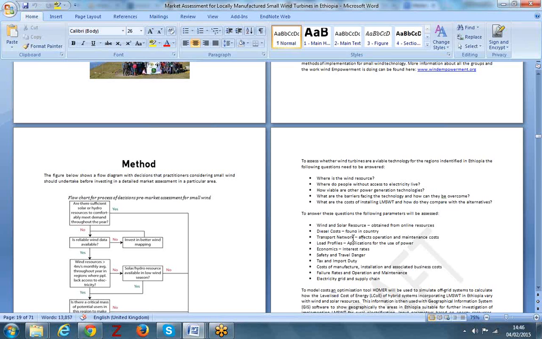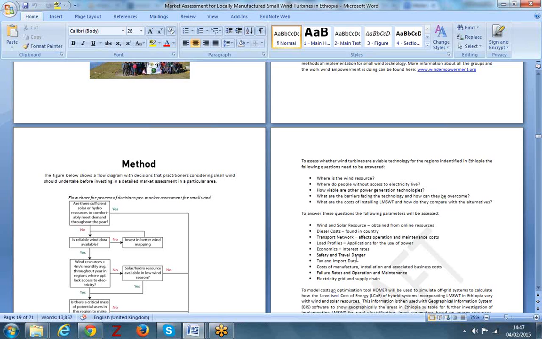The transport network affects the operation and maintenance costs and is quite important. What the energy is going to be used for is very important, and that needs to be quite specific, because it can change the economics of the project quite significantly. That's the load profiles. And then other economics such as interest rates on loans for starting up a business, and other factors related to the country, such as the safety and the travel danger, as John was saying earlier, which is an impact in the east of Ethiopia.